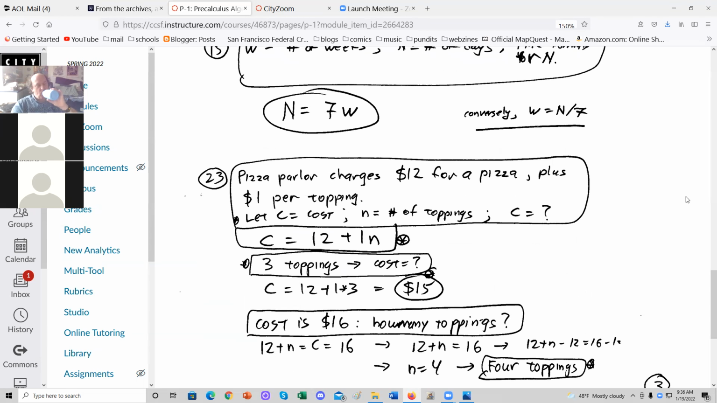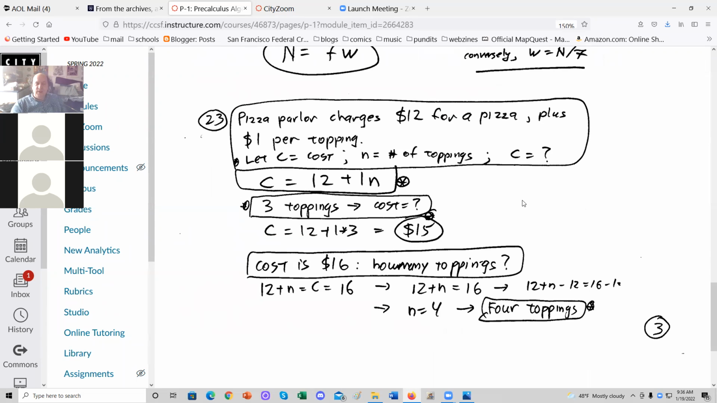Now, here's a pizza parlor. It charges $12 for a pizza. Gee, I wish I could get a deal like that. And $1 per topping. Okay, fine. Let C be the cost and n the number of toppings, what's C? All right, 12 just to get a pizza at all, plus 1 times the number of toppings. Okay, it's 12 plus 1n. That's the formula. If there's 3 toppings, then what's the cost? Well, n is 3, so C equals 12 plus 1 times 3, which is 12 plus 3, which is $15.